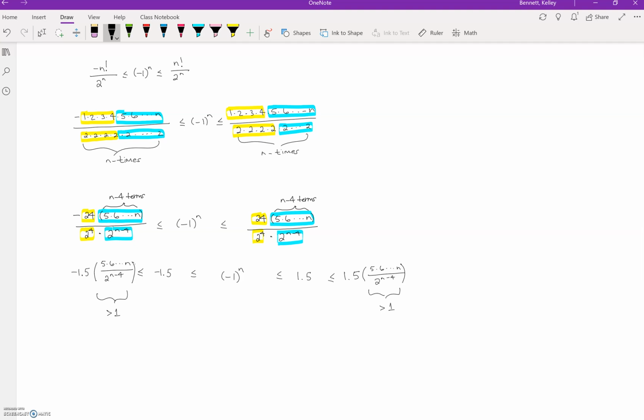So now I've created this really, I'm hoping it's obvious inequality on the left and the right. And then we just need to verify that the inner inequalities hold as well. So the most negative that negative 1 to the n can be is just negative 1. So it's always going to be the case that negative 1.5 is smaller than negative 1 to the n. And similarly, the biggest that negative 1 to the n can be is positive 1. And positive 1 is always less than positive 1.5.